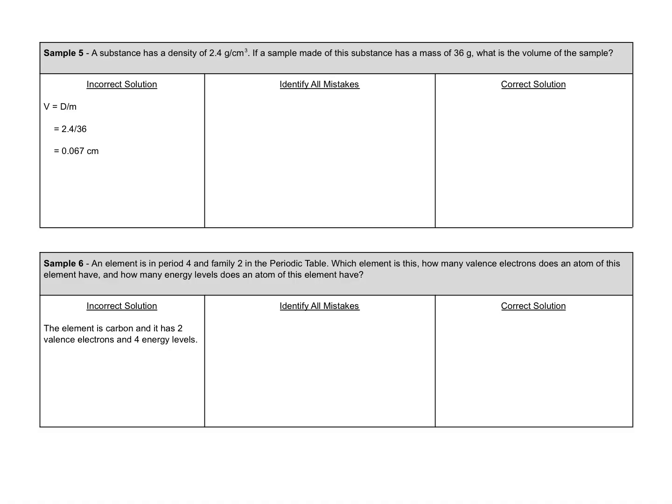Okay, sample 5, we're into density now. A substance has a density of 2.4 grams per centimeter cubed. If a sample made of the substance has a mass of 36 grams, what is the volume of the sample? Okay, so the sample solution starts with the formula V equals D over M, and then it goes in to fill in the density value of 2.4 for D and 36 for M, and then it gets the answer there.